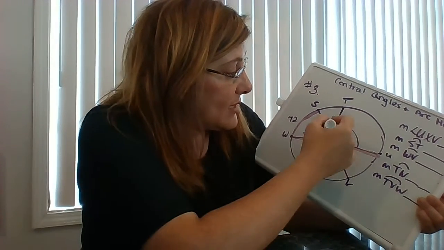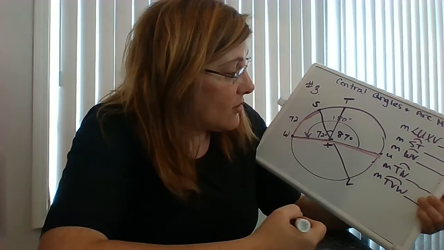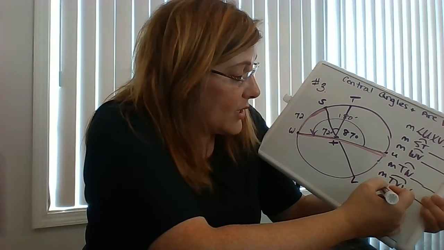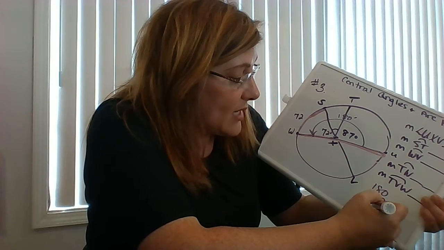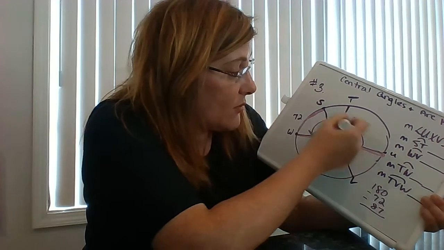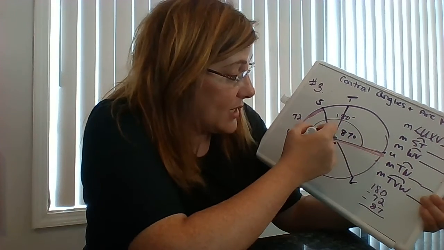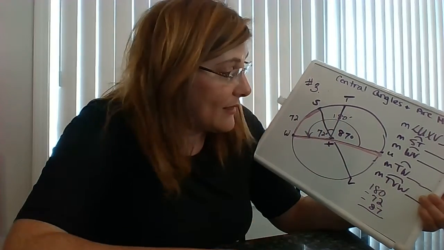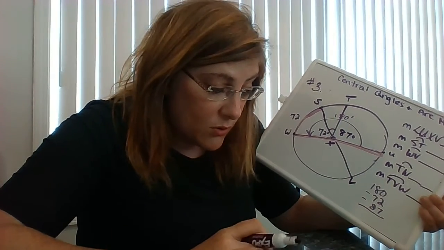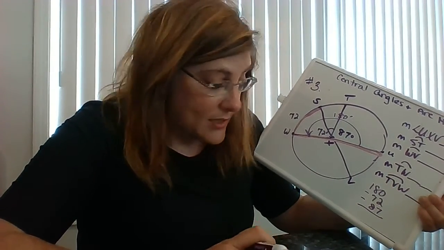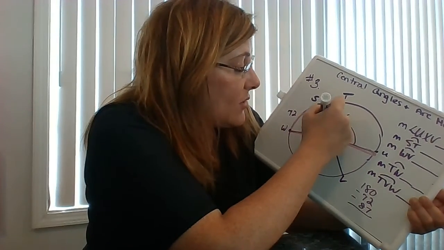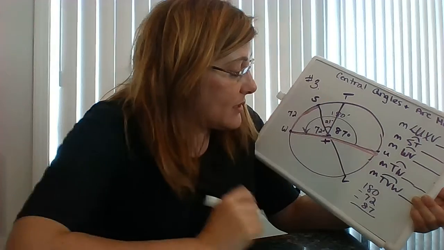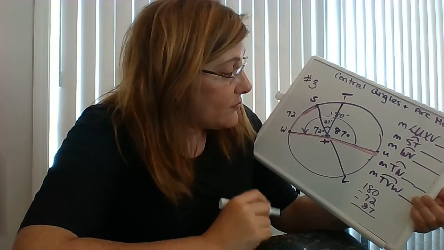So to find this little angle right here, we have to do 180 minus 72 minus 87. If we start with 180, we take away this angle, we take away this angle, we'll be left with that little angle. So 180 minus 87 minus 72. That gives this little angle is 21 degrees right there.